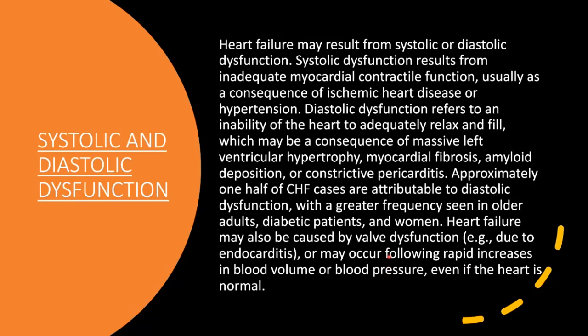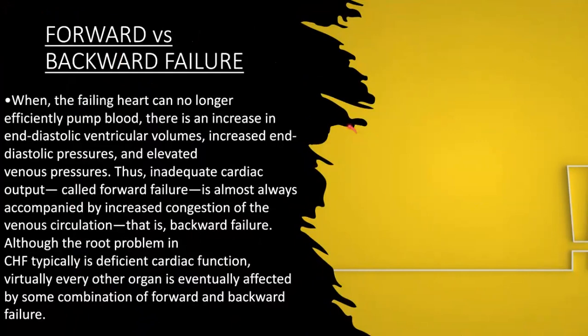So let's look at the next objective, which was forward versus backward failure. Now, when the failing heart can no longer efficiently pump blood, there is an increase in the end diastolic ventricular volume. And remember, the end diastolic volume was about 100 ml. So if the heart cannot, say, contract properly and eject the normal stroke volume of 70 ml, blood will start to pool in those ventricles. So the end diastolic volumes will be increased, and also the end diastolic pressures will be increased.